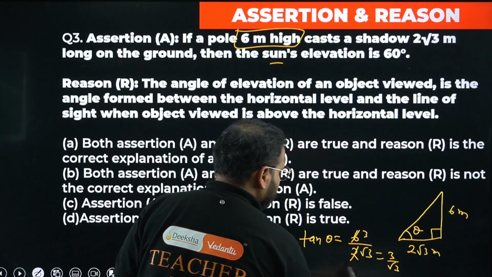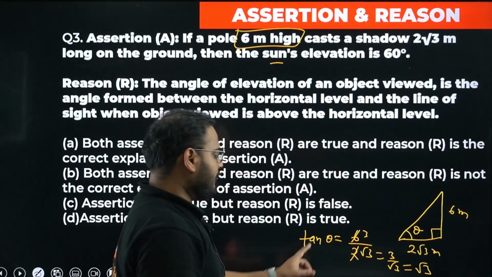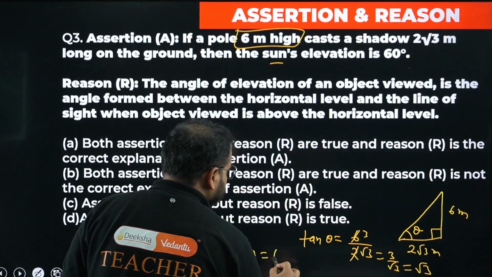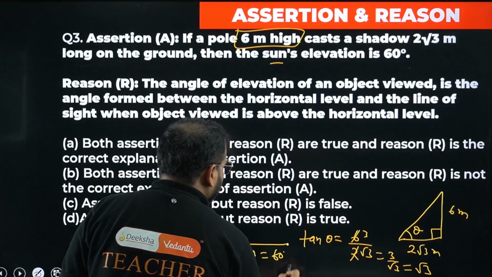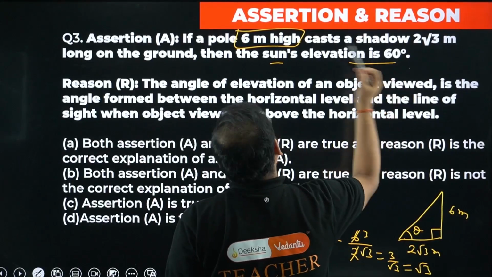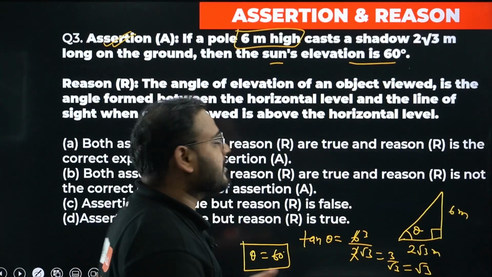3 by √3 is simply √3. When is tan theta √3? Whenever the theta value is 60 degrees. So looking at this figure, I got theta is 60, which they have given already. It means the assertion is correct. Let's look at the reason now.